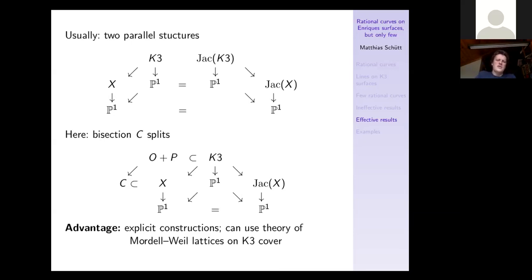What is one of the advantages of this construction due to Kondo? First of all, it's explicit or explicit enough. And secondly, you can also use some extra theory. For instance, on the K3 cover, you can use the theory of Mordell-Weil lattices. On the one hand, to construct Enriques surfaces. On the other hand, this is where we will use it. You can also sometimes use this to rule out certain configurations that you would like to rule out.